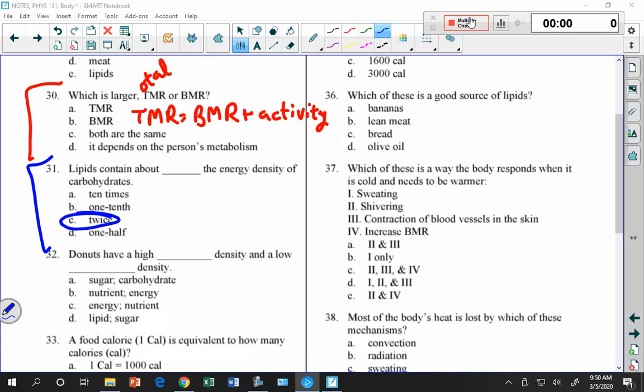Let's try number 37. We'll move on to the next chapter soon, but just jog your memory on some of these. Which of these is a way your body responds when it's cold and it needs to be warmer? What do you do when it's cold? All right, let's stop at 50.